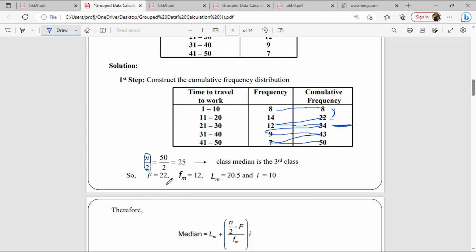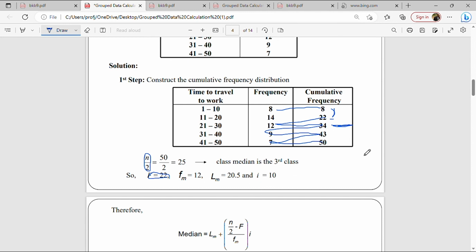Now F is cumulative frequency. This F here is the cumulative frequency before the median class. And we know that our median class is at 34. So the cumulative frequency before it is 22. That's why we have 22 here. FM is the frequency of the median class. This is the median class here, at this part, right? Now the frequency is 12. L is the lower class boundary.